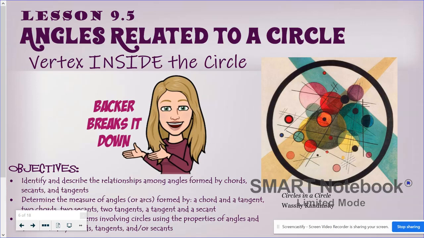In this episode, we're still working with angles related to a circle, with a special focus on those angles whose vertex is inside of the circle, not at the center, because those would be central angles, and this episode is not about central angles. We're talking about other angles whose vertex is inside of the circle.